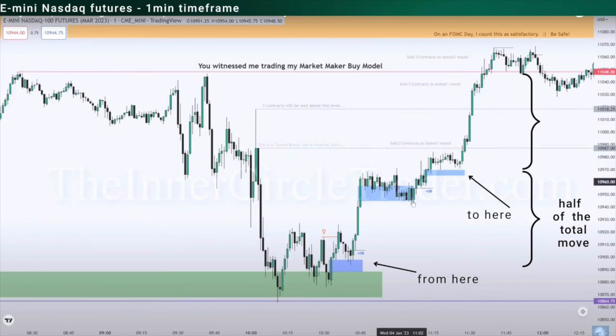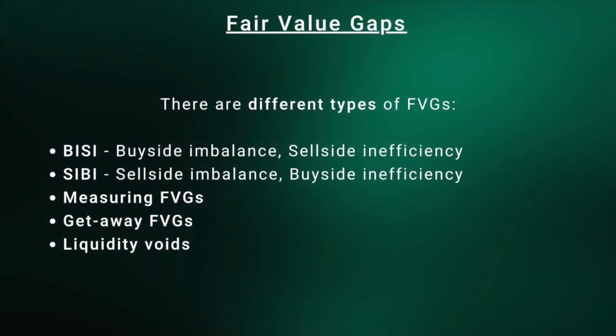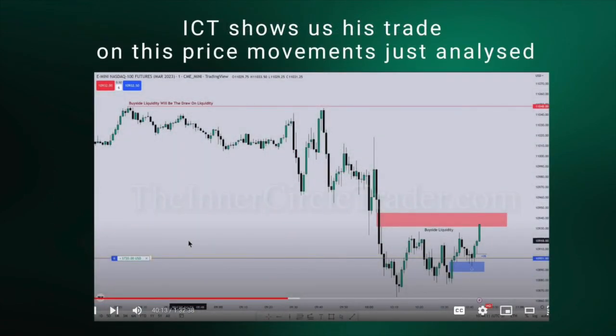Okay, now we have actually finished examining these whole price movements, and I just want to give you a recap. ICT in this episode talks about fair value gaps, and he tells us that there are different types of fair value gaps. There is the BISI, the SIBI, there is the measuring fair value gap, the getaway fair value gap, and then there are liquidity voids. At around minute 40, ICT shows us his trade on this exact day, and he breaks down for us the price movements once again. Feel free to go back and rewatch it.